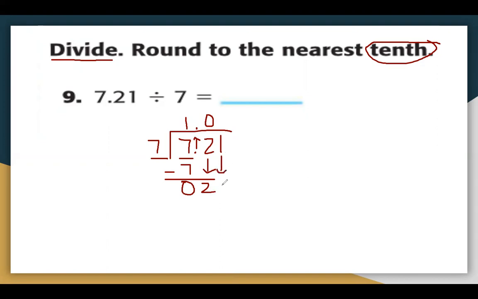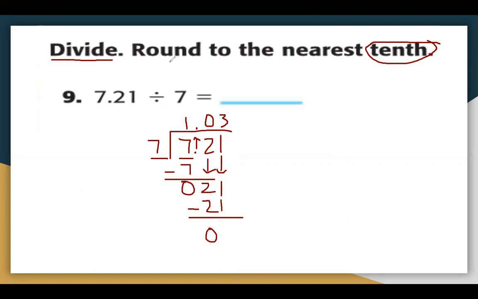Now that I added the 0, I can bring down this 1 and ask myself, how many times can 7 fit into 21? 3 times. 7 times 3 is exactly 21. So on this one, luckily, I don't have a remainder. I don't have to add a 0 and bring it down because I have a remainder of 0. So our first step was to divide.